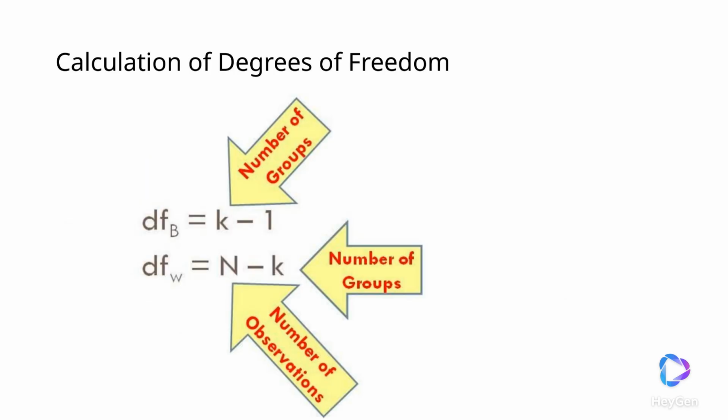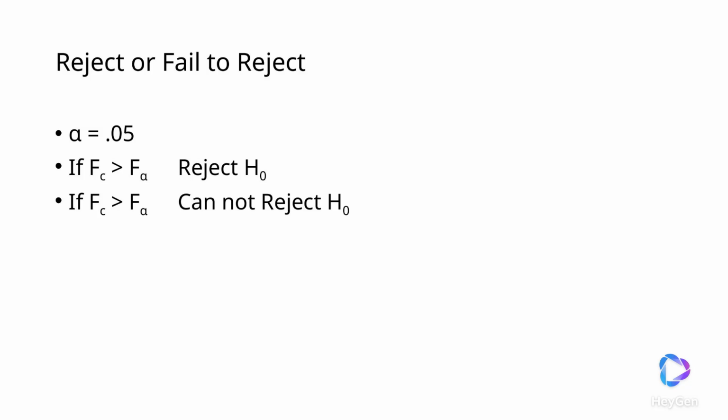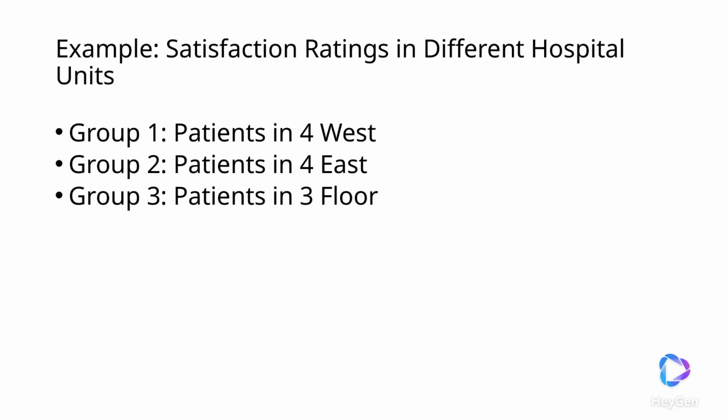The degrees of freedom between groups is the number of groups minus 1. The degrees of freedom within groups is the number of observations minus number of groups. We reject the hypothesis if the calculated f-statistic is above the same statistic for allowed error rate. Let us look at an example.